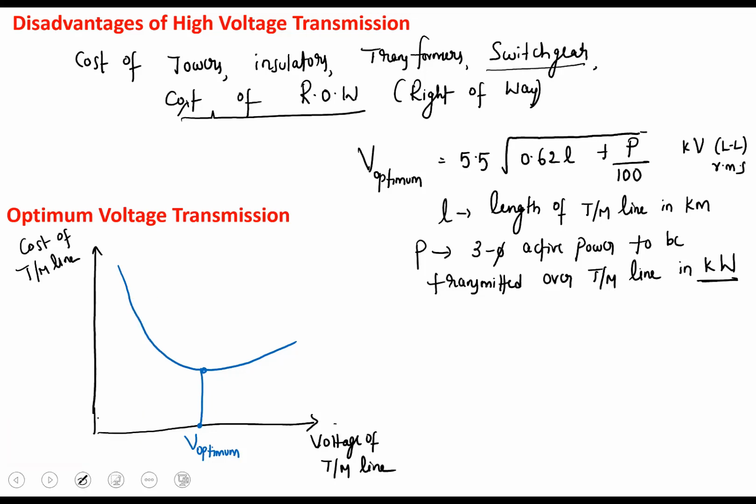Okay, I want you to solve one simple problem using this. Suppose my objective is to transfer 400 megawatt of power over a length of 300 kilometer. Can you tell me what is the optimum voltage which I have to select? Do this and tell by using this formula.